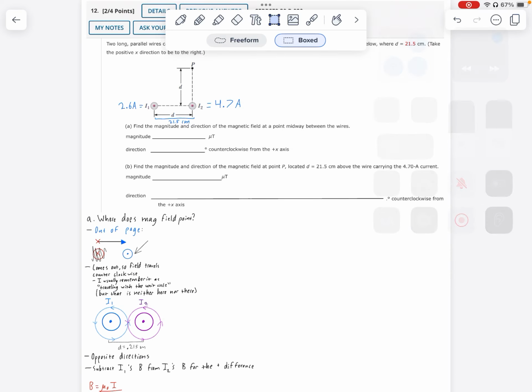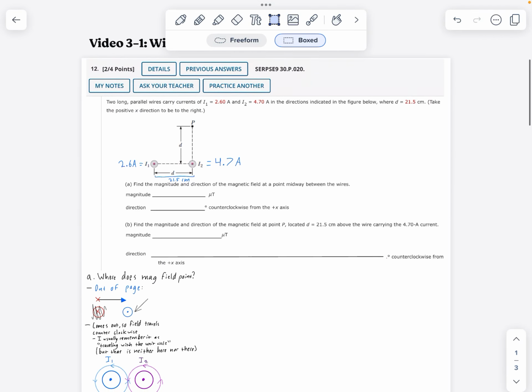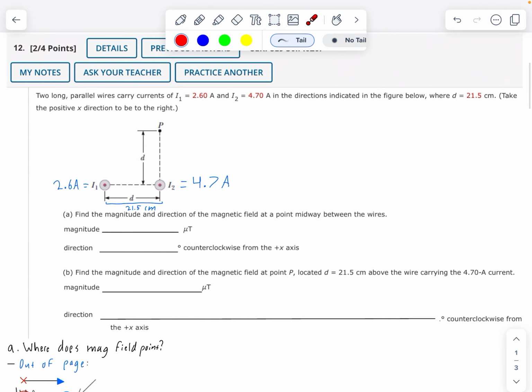Hi, this is Timothy Malloy with video 3-1 on what is this? Wire magnetic fields. This is problem 12 from WebAssign 11A.